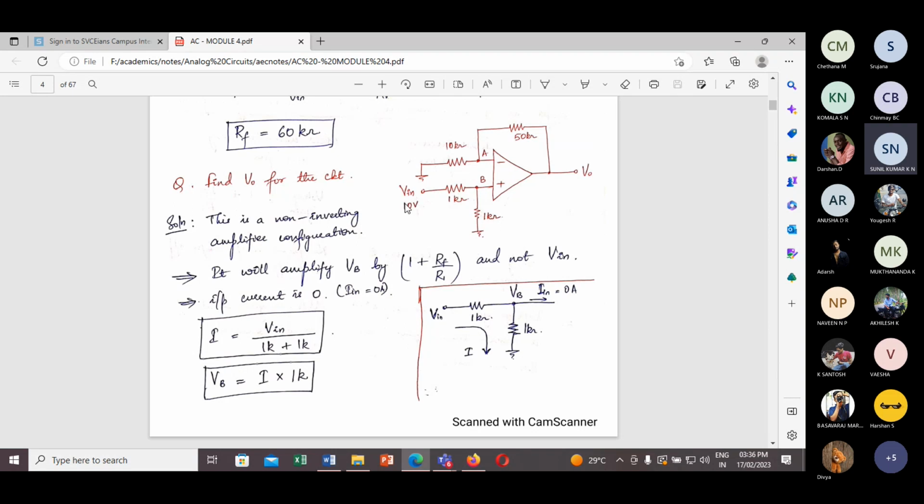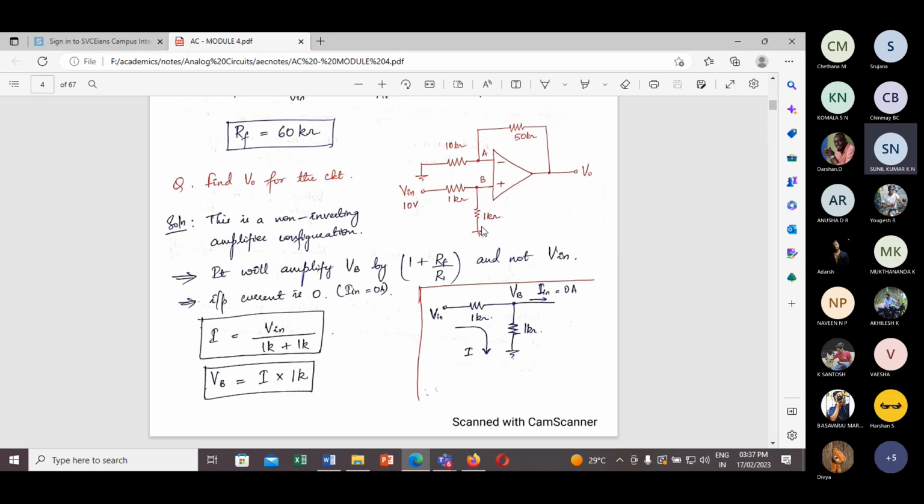But the 10 volts you are giving, how much voltage is going to appear at the non-inverting terminal, we need to find out first. After that, for the given input we can consider the non-inverting amplifier configuration. So 10 volts will get divided across 1K and 1K. Since both have equal resistance, there will be a 5 volt drop here and a 5 volt drop here. So the 5 volts will act as the input to the non-inverting terminal, and this 5 volts will be amplified by the gain 1 plus RF by R1 times the 5 volt input.